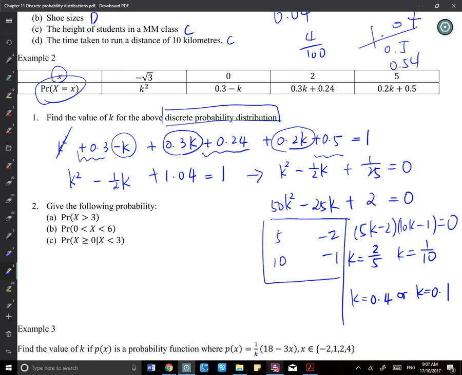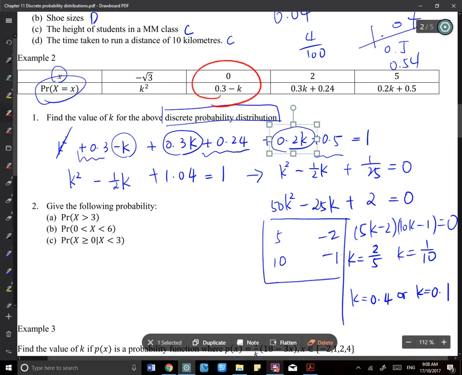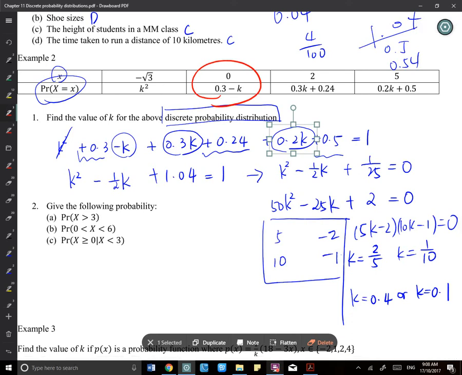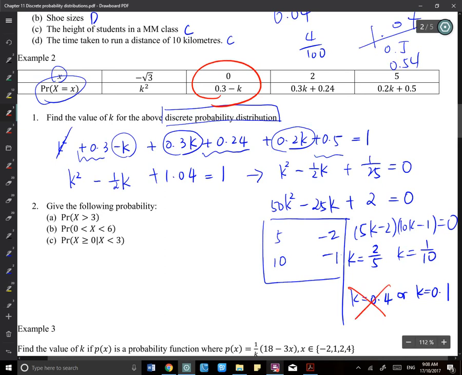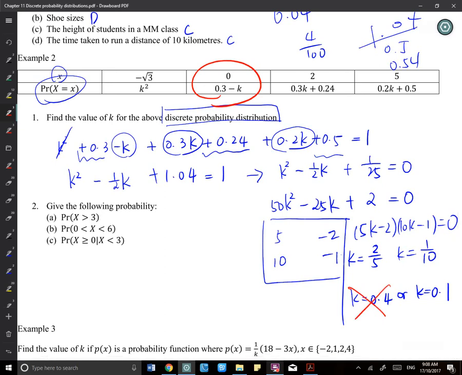When you sub k equals to 0.4 back into this box, that is negative 0.1, right? 0.3 minus 0.4, that's negative 0.1. You can't have negative probabilities, so 0.4 is incorrect. And you check 0.1. 0.1 squared is good. 0.3 minus 0.1 is good. 0.3 times 0.1 is good. And 0.2 times 0.1, that's all good. So 0.4 is not working because when you sub that into 0.3 minus k, you have negative probability. It does not satisfy the first condition.